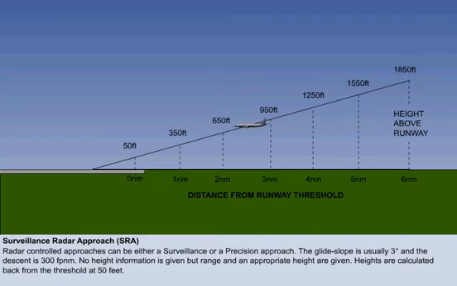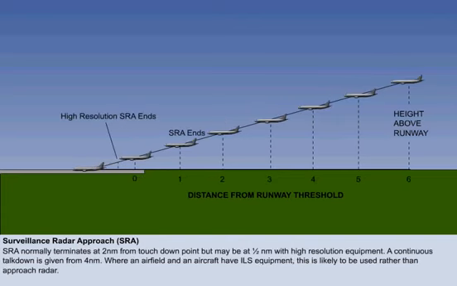This would put the aircraft at 0 feet at the touchdown point. So, at 6 nautical miles from the runway, the aircraft should be at 6 times 300 plus 50 feet. That is 1,850 feet above the runway. Surveillance radar approaches normally terminate at 2 nautical miles from the touchdown point.